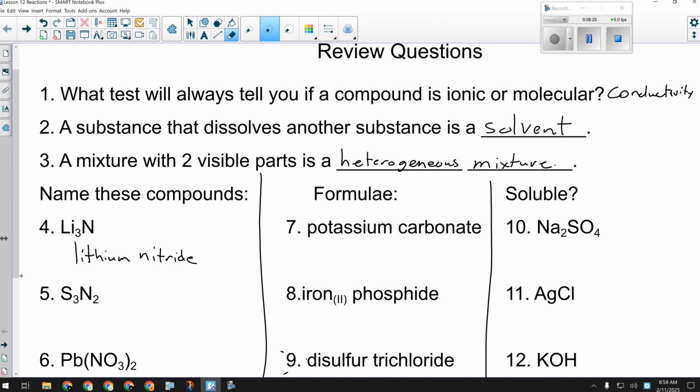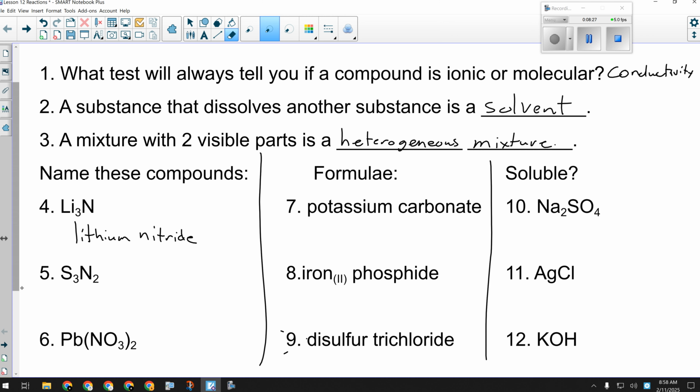Number 5, ionic or molecular? Molecular, they're both non-metals. What prefix do I need to put in front of sulfur? Trisulfur. Dinitride.